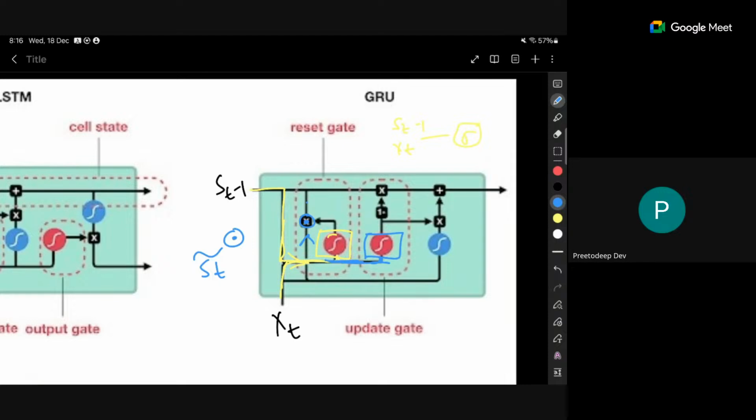Or we do it. Yeah, sorry. So what we do is we subtract 1 minus this, whatever comes from this one. So, and here s_t minus 1 is coming there. We multiply it, element-wise multiplication.